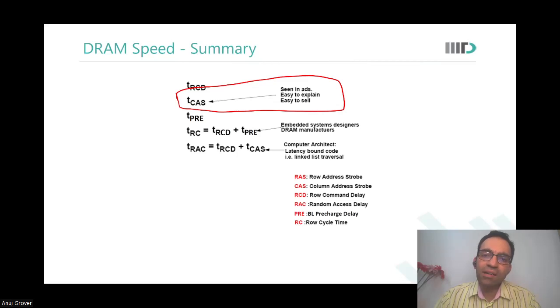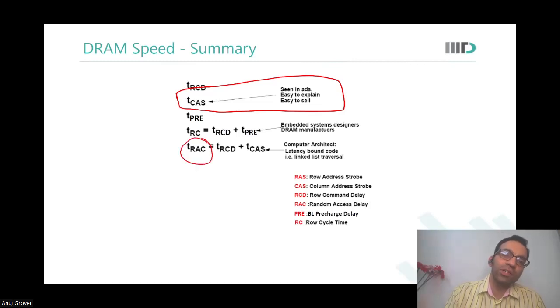TRC is something that embedded system designers and DRAM manufacturers know is important. For a computer architect, you're not really bothered about when I can do the next row access. What you're bothered about is, I had a miss, how quickly can you give the output to me? So TRAC is what is of interest to the computer architect. Is that okay? Any questions?